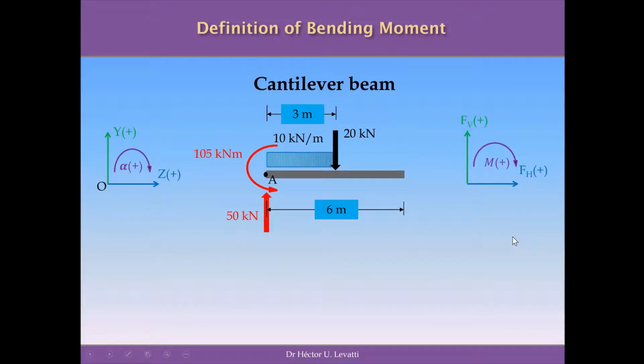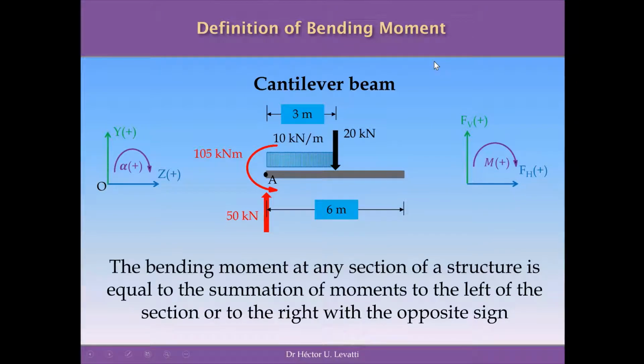So we have this cantilever beam where we have already determined the reactions: the reactive moment of 105 kilonewton per meter and the vertical reaction of 50 kilonewtons at point A, where we have a fixed support. This was done in previous lessons. So we now have a beam in equilibrium under a UDL of 10 kilonewton per meter over a length of 3 meters, as you see on the screen, and a point load of 20 kilonewtons applied in the middle of the cantilever beam, which has a span of 6 meters.